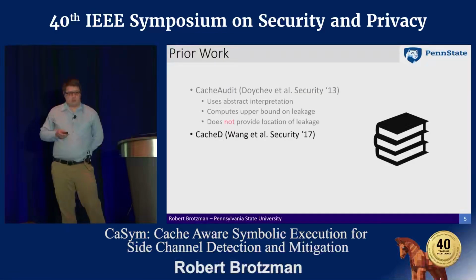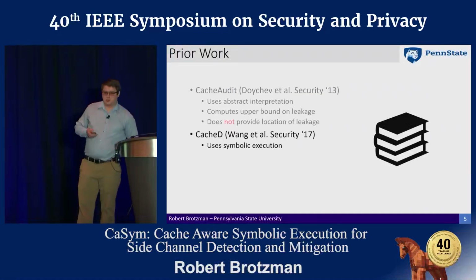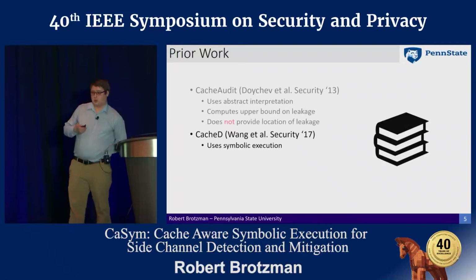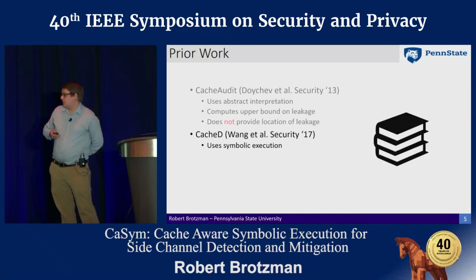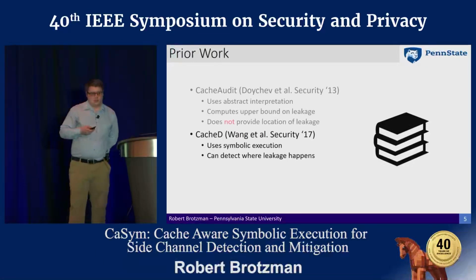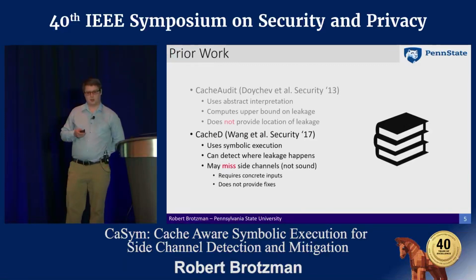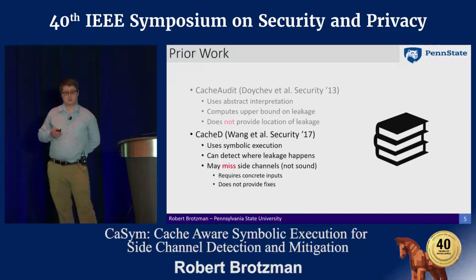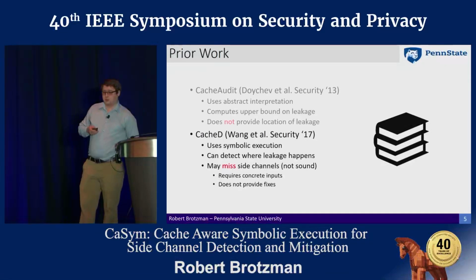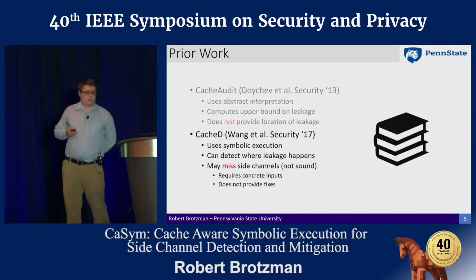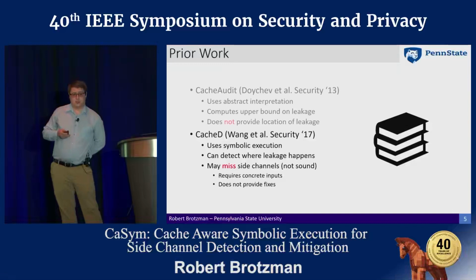And then more recently, in 2017, a tool called CaSym uses symbolic execution to build the relationship of how a program executes in the cache state. And they're able to detect where the leakage happens, but they may miss side channels because they require some inputs to be concrete, which means it may not go down certain control flow paths that actually have vulnerabilities, and they don't provide any way to fix them. Because of these two limitations, they're also not able to verify that programs are actually side channel free.